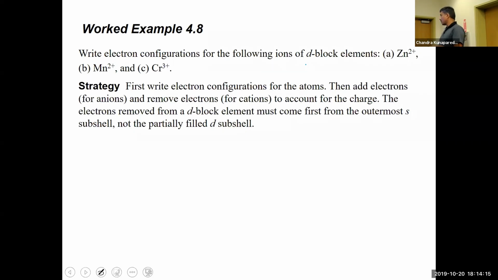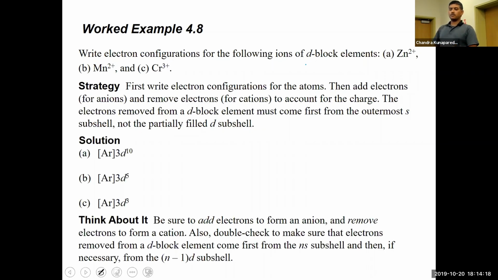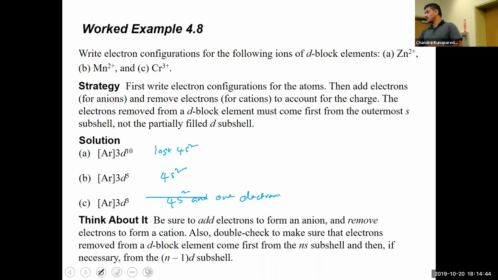So once you do that, your electronic configuration should be equal to argon 3d10 for zinc because it is only losing 2 electrons, which means it lost its 4s2 electrons. Mn plus 2 lost its 4s2 electrons, and chromium plus 3 lost its 4s2 and 1 electron from 3d. Okay.